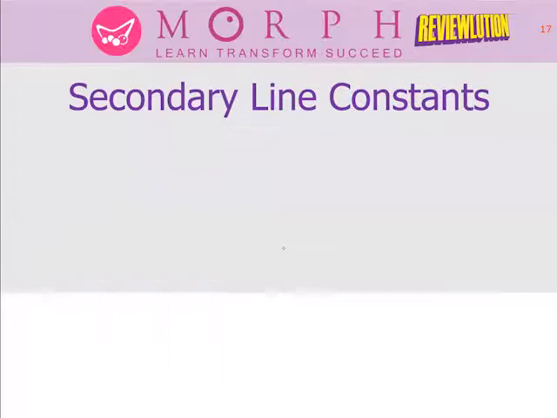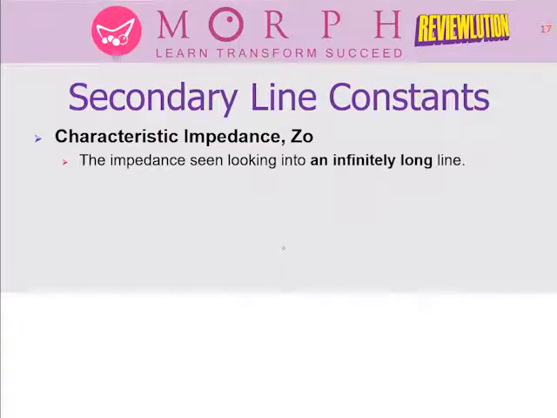Okay, so now let's move on to the secondary line constants. So those are the primary. For the secondary line constants, we have two specifics. We have the characteristic impedance and we also have the propagation constant. Characteristic impedance has a symbol of Z0. The unit is ohms. And it is the impedance seen looking into an infinitely long line.